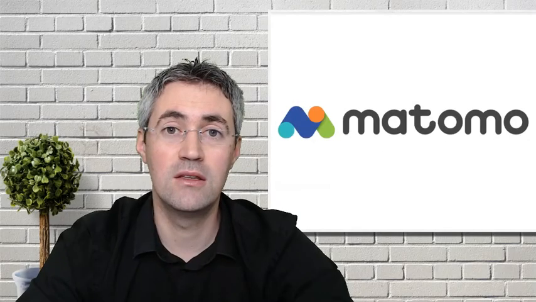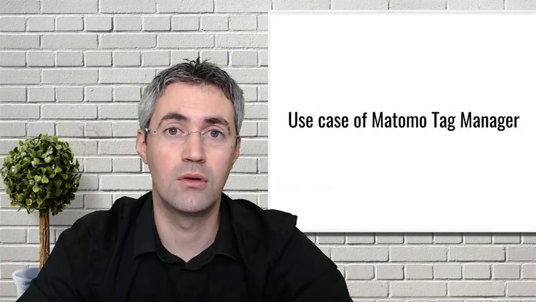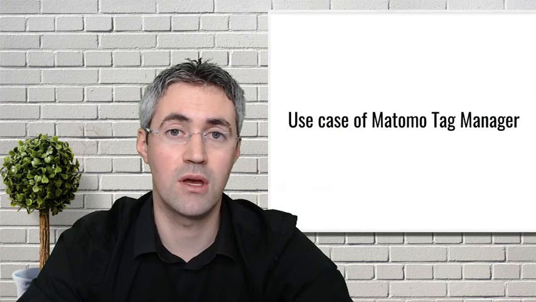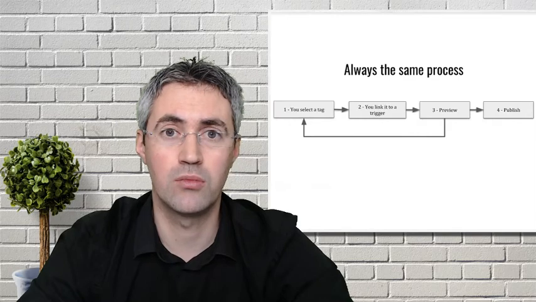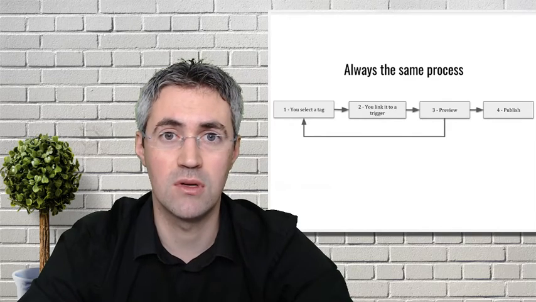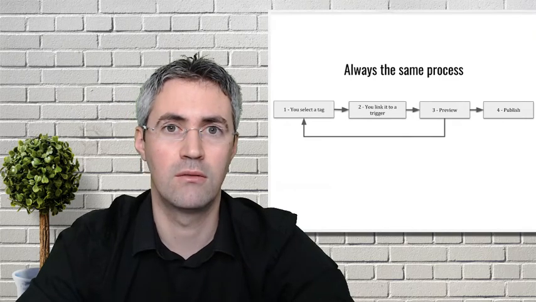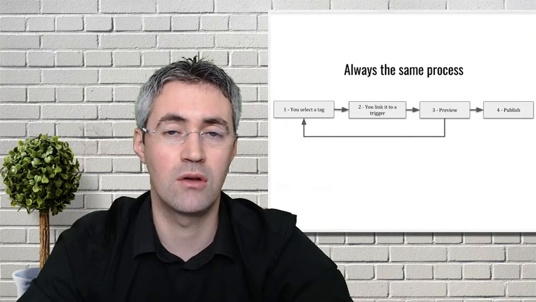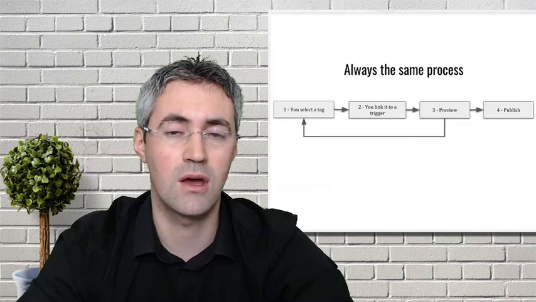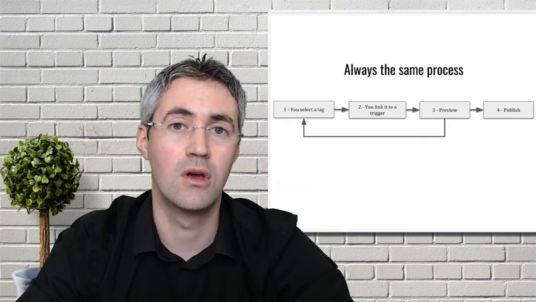Hi there, in this video we're going to see a practical example of using Matomo Tag Manager. Just keep in mind that the process is always the same: I add a tracking code, and then for this tracking code I'm going to assign a condition in order for this tag to be executed. This is what we call a trigger.